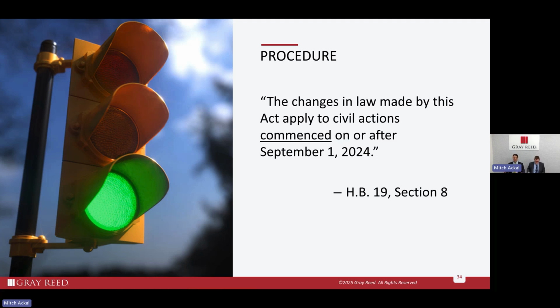And so a lot of the cases that have been filed have actually already been dismissed or remanded back to the district court because of this issue.